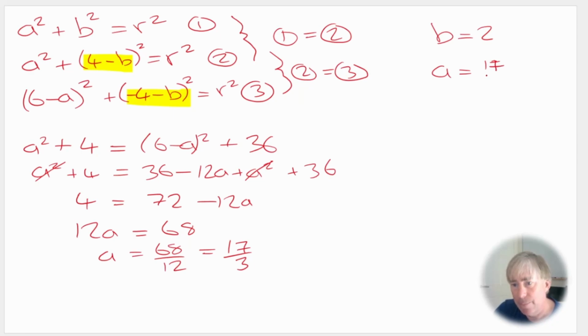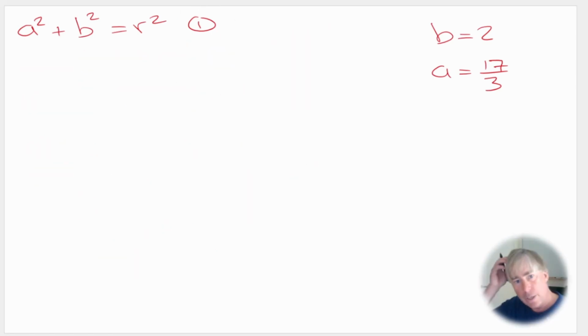Let's write this up here. 17 over 3. Okay, so all that remains now is to find r² by subbing in our values of a and b. So here we go. I've left equation 1 up there with the values of a and b because equation 1 is the easiest one to work with. So we're simply going to sub a in. Awkwardly, it's 17 over 3. So (17/3)² + 2² equals r².